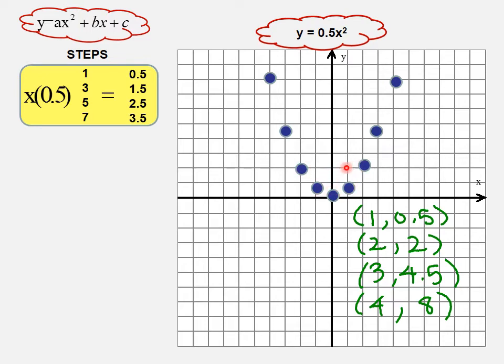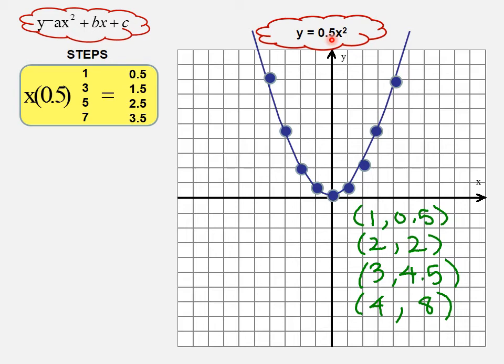So this point's 2 squares away, so this one's 2 to the left. This one's 3 squares from the center, so this would be 3 squares. And this is 4 squares from the center, and this would be 4 squares from the center. Okay, and let's draw a smooth curve through there, and there we have our parabola.